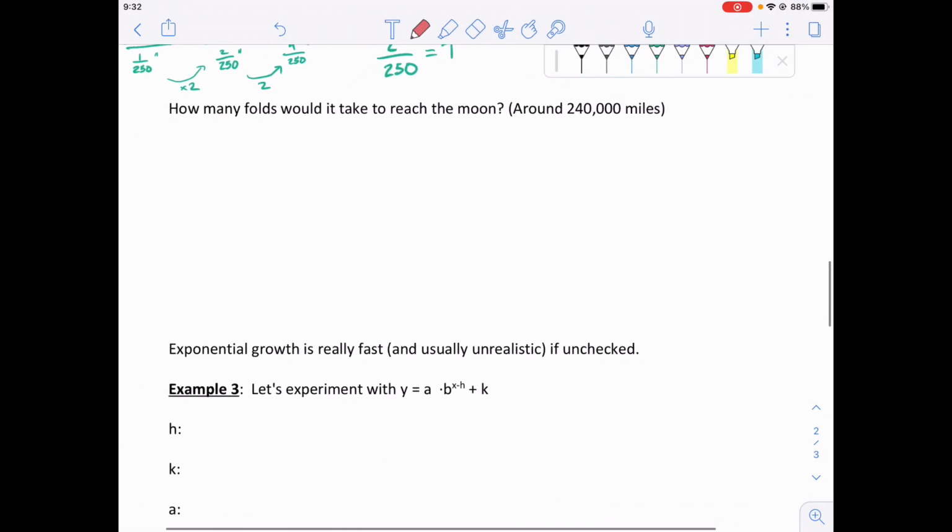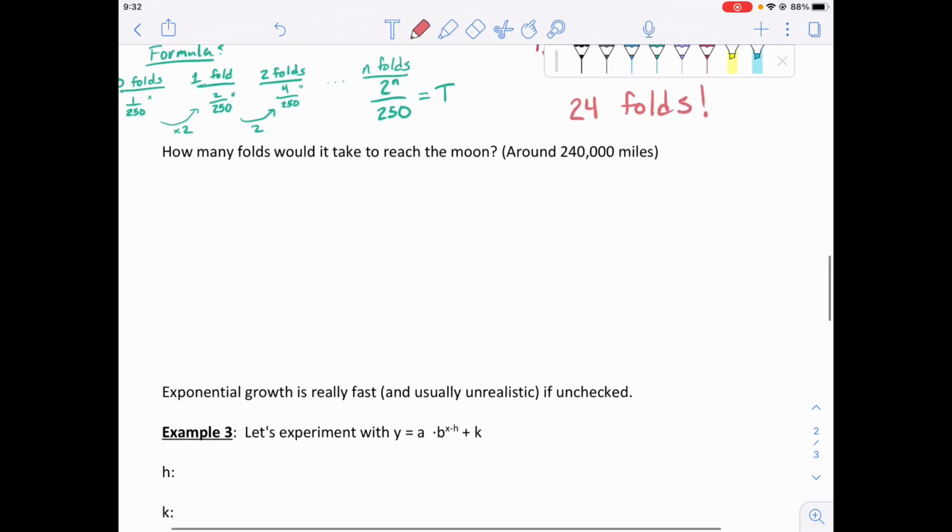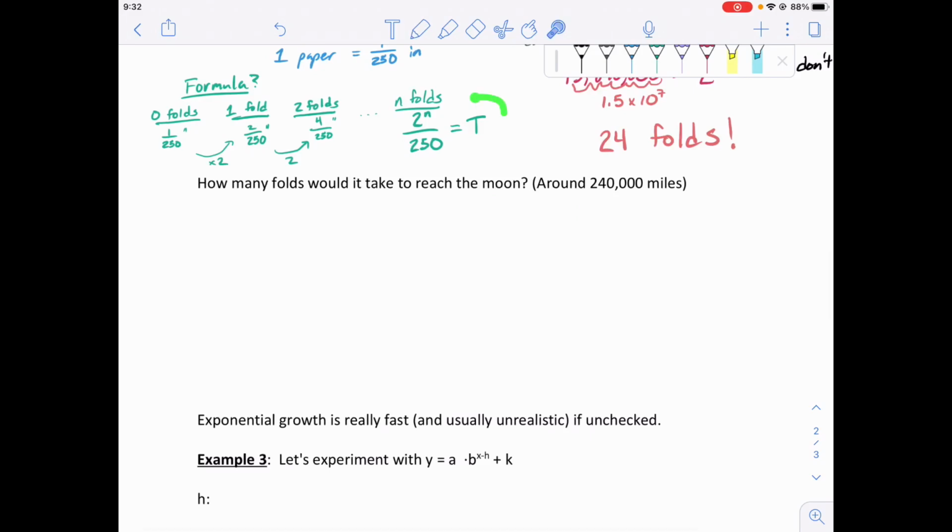What if we wanted to go to the moon? That's about 240,000 miles. Well, the only thing we're changing is this value, right? Our formula otherwise remains the same. So this is going to look like 2 to the n divided by 250. Then we're going to go 240,000 miles, which we need to convert to inches, but we know how many inches are in a mile now, right? That's 63,360.